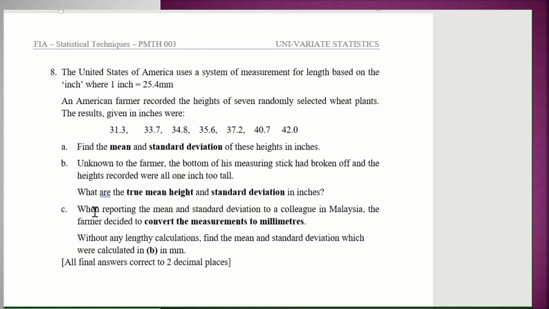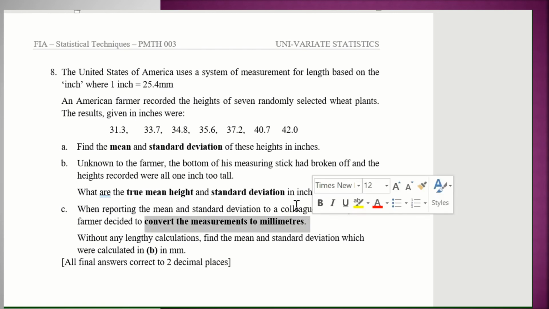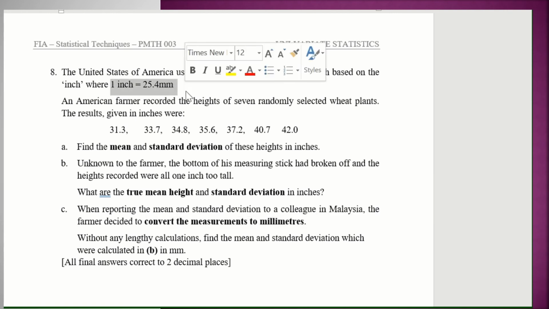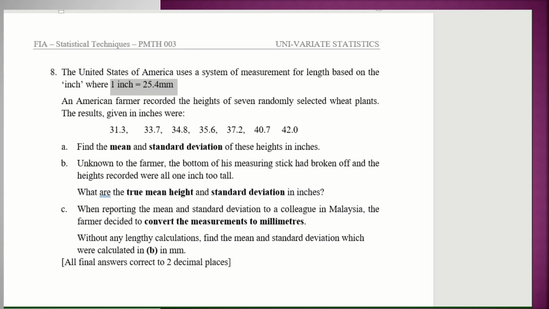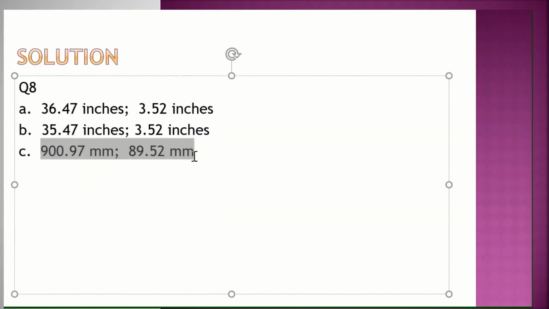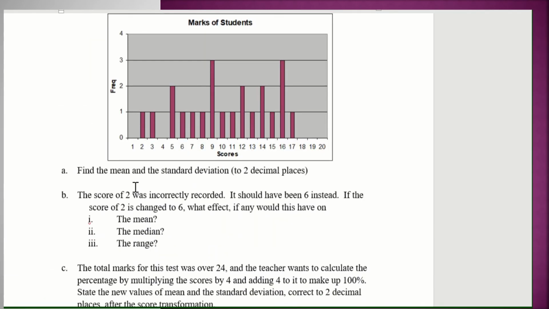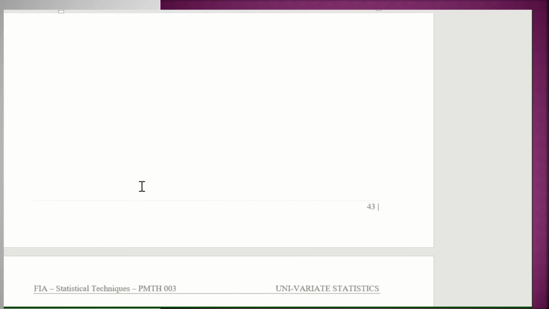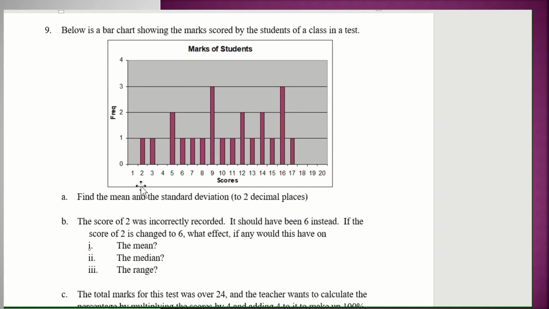Okay, when reporting the mean and standard deviation to a colleague, the farmer decided to convert the measurements to millimeters. They have given you the millimeter. So this one now, 1 inch is 25.44 mm. So basically you have to multiply it. You do your multiplication from these values and find the answer. All right, shouldn't be a problem. It should be in 2 decimal places, and make sure you have your units. All right. Okay, number 9 is our last question. We are stopping here.